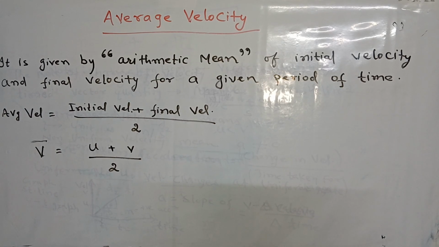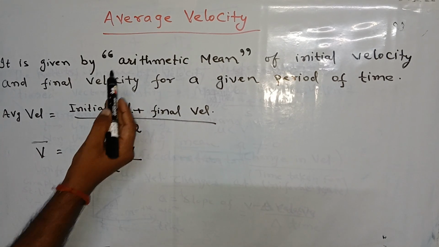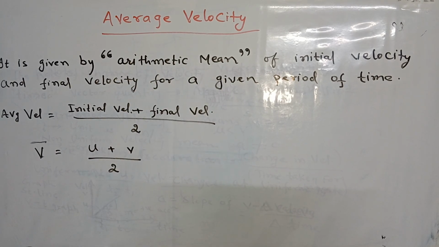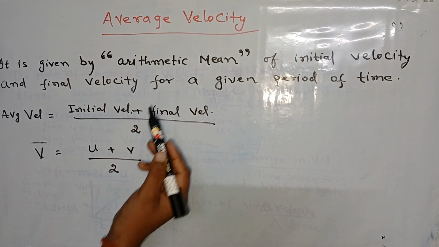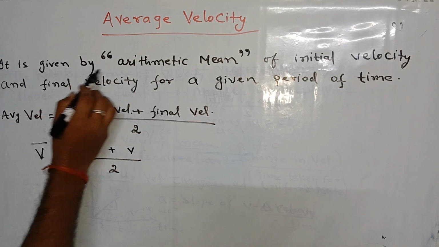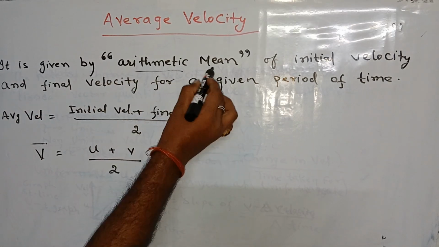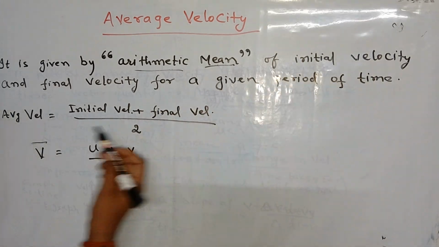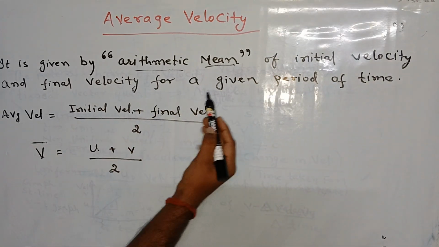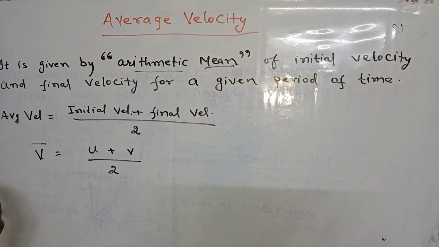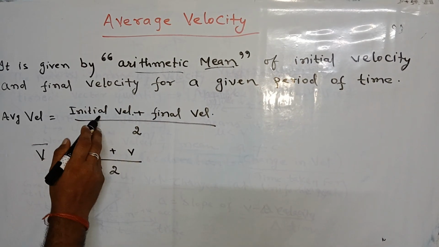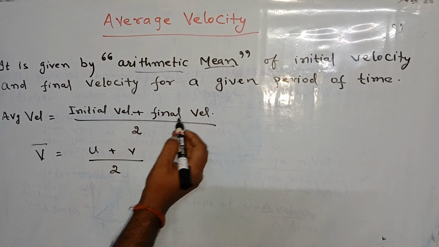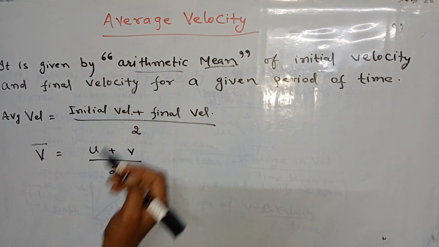Hello guys, today we will discuss how we can calculate the average velocity. This topic was left behind, so today we will discuss it. It is given by the arithmetic mean of initial velocity and final velocity for a given period of time. Average velocity is calculated as initial velocity plus final velocity upon 2. Basically it is the arithmetic mean.